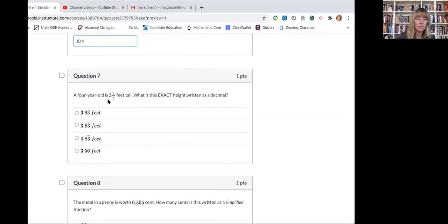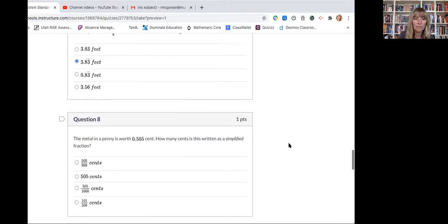A 4-year-old is 3 5/6 feet tall. What is the exact height written as a decimal? Remember, you can totally turn that into improper if you want, but here's what I do. I just take the fraction part and I just do the top, the numerator divided by the denominator. And I see this 0.83 repeating. Look at that repeating decimal. So then I just have to add a 3 in front of it. Make sure it repeats, because that one repeats.